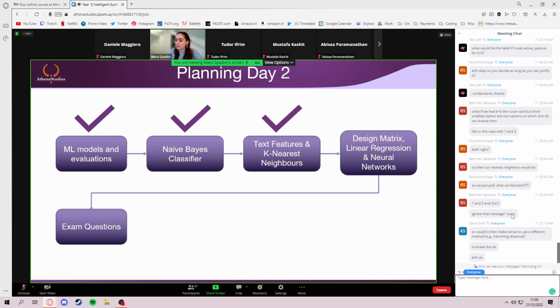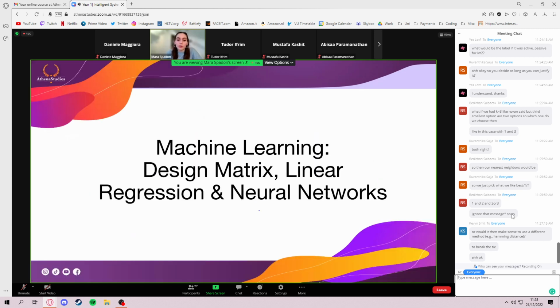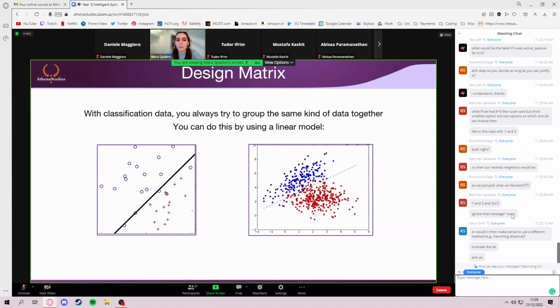We still have, I see, 15 minutes. So let's move on to the design matrix, linear regression, and neural networks. That's the last theory we need. And then you know everything for the exam. So that's great. So now we're talking about design matrix, linear regression, and neural networks.